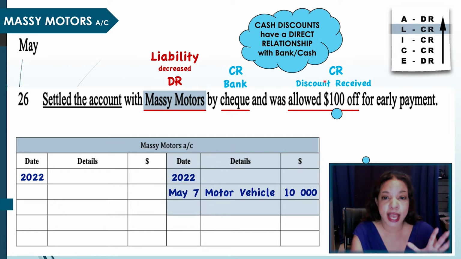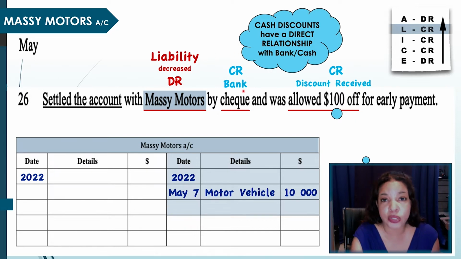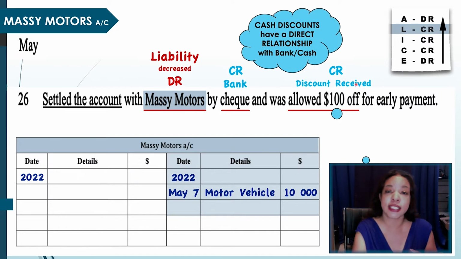Once there is any bank or cash involved because you paid money or you received money, whatever you do to the bank or cash, you do the same thing to the discount, and that would identify whether it is discount allowed or discount received. Once again, in this case, we made a payment, so we credited bank. Therefore, the discount will also be credited, which is discount received. Good. Hope you learned something there.